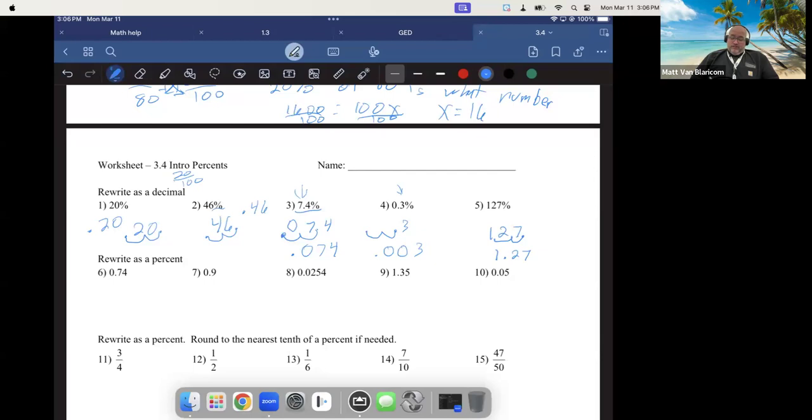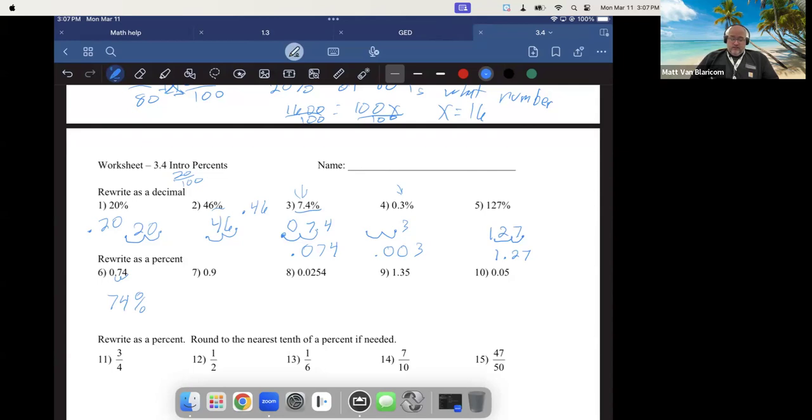Now I'm going to do the same thing in reverse. I'm going to take this and move it over 2 places. And by doing so, that's going to be 74. And because I moved that decimal willy-nilly, I need to make sure I say, hey, that's out of 100. See, we'll do this weird slash. There's 2 zeros and a weird slash.